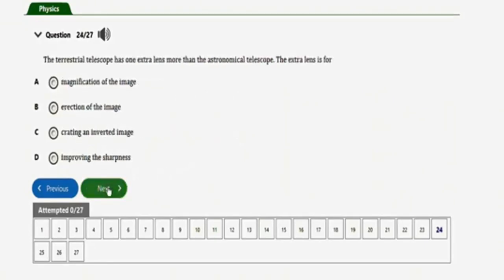Next question will be this one. It says, the terrestrial telescope has one extra lens more than the astronomical telescope. The extra lens is for, so the right option, okay, let's read out the options. We have magnification of the image, erection of the image, creating an inverted image, improving the sharpness. The correct option is option B, which is erection of the image.